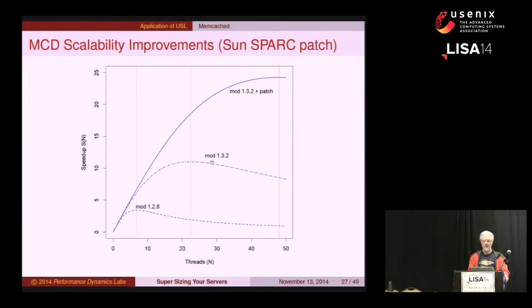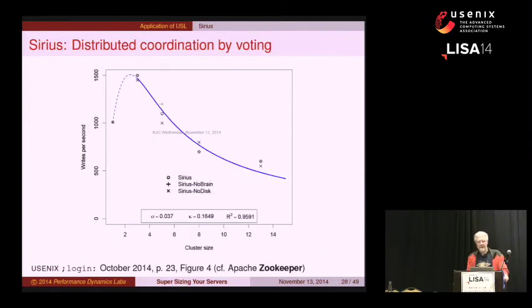And you can see that the curves look different, but in fact it's all the same equation, the only variation is in the sigma and kappa coefficients in the USL equation itself. I threw this one in this morning.